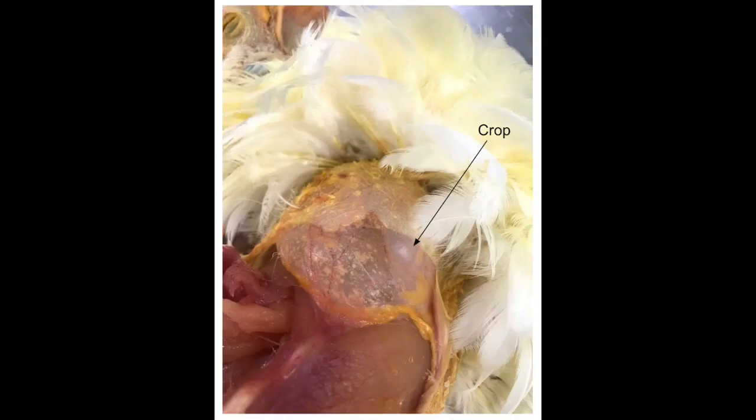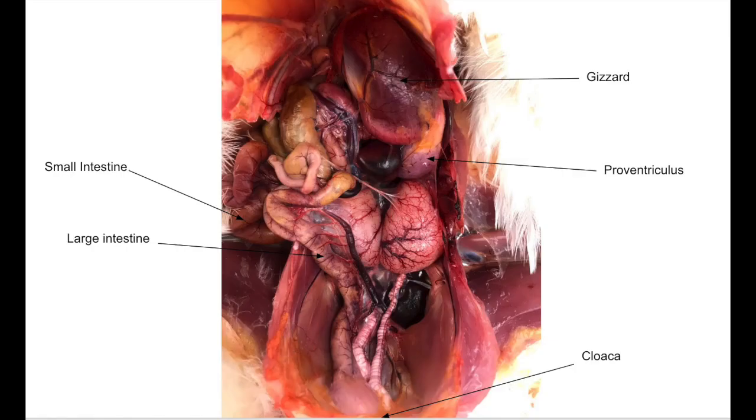The crop is a temporary storage place for food when the initial stages of digestion occur. The proventriculus is a glandular stomach that secretes hydrochloric acid, peptic enzymes, and mucus used for digestion. The gizzard is a thick muscular wall with sandpaper-like inner surface. Strong contractions of the muscles, coupled with presence of grit, helps grind, mash, and mix food.